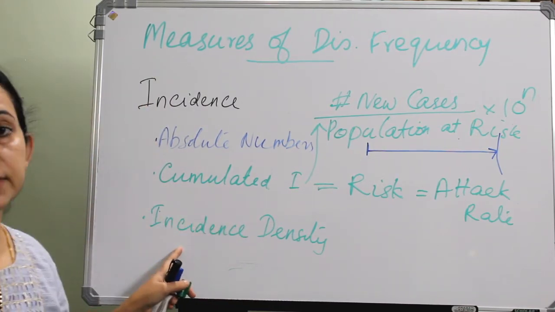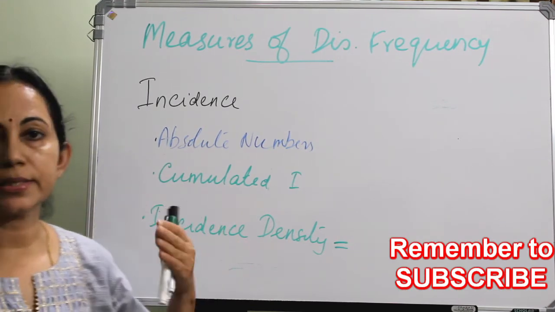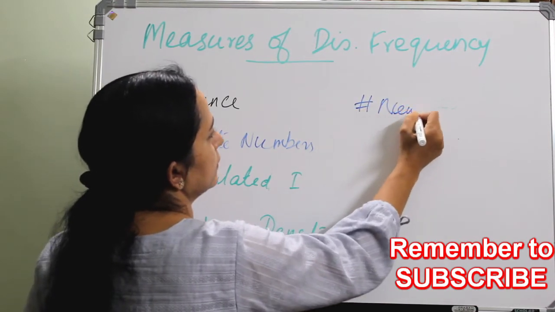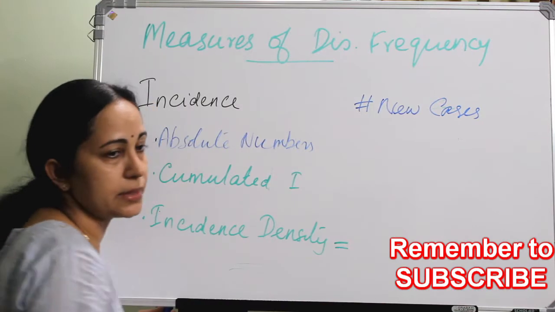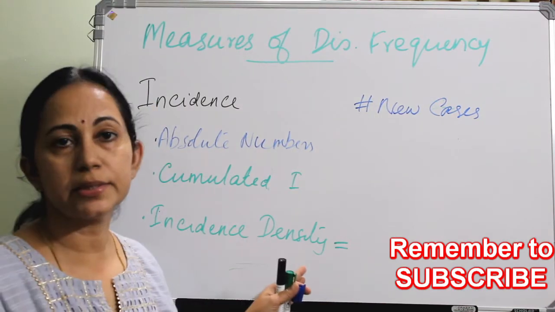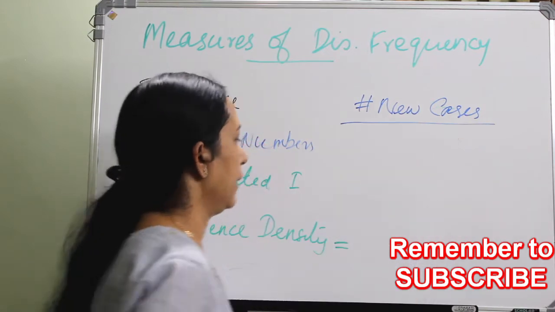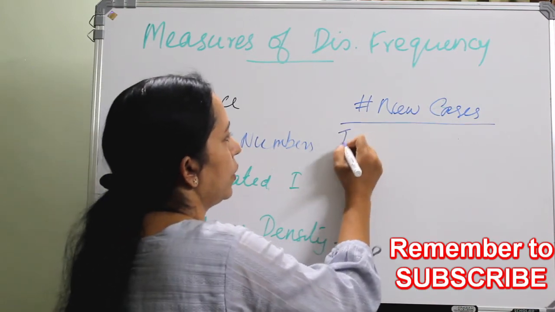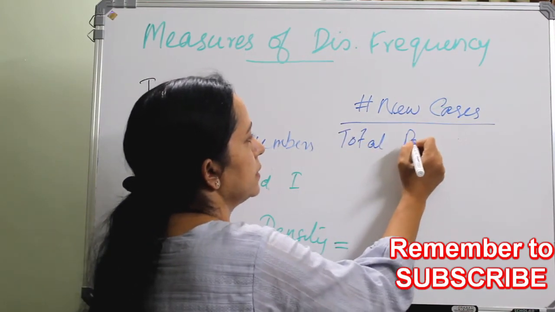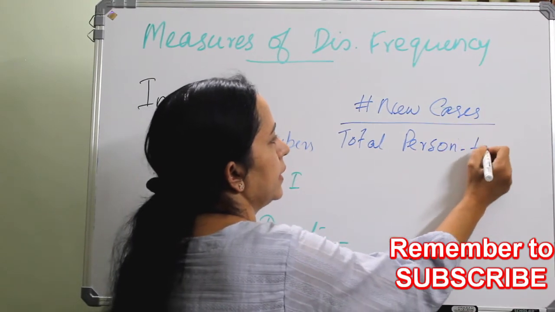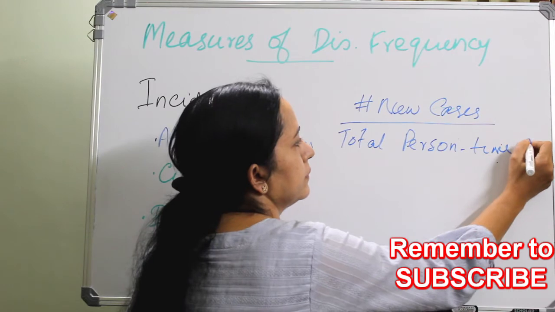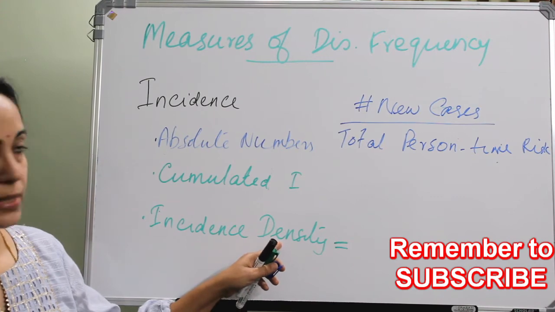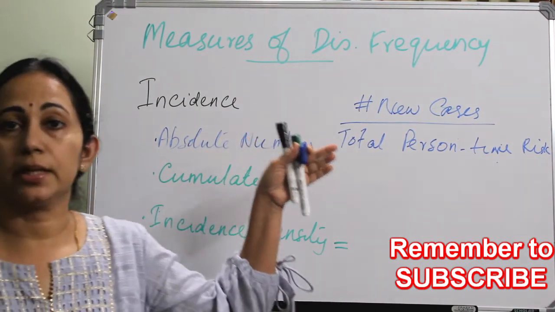And what is the incidence density? The numerator is again the same, that is new cases in a specified population at a specified time period. But the denominator is different. In cumulative incidence it was the population at risk, but here it comes as the sum of the total person time at risk. So that is incidence density: new cases divided by total person time at risk.